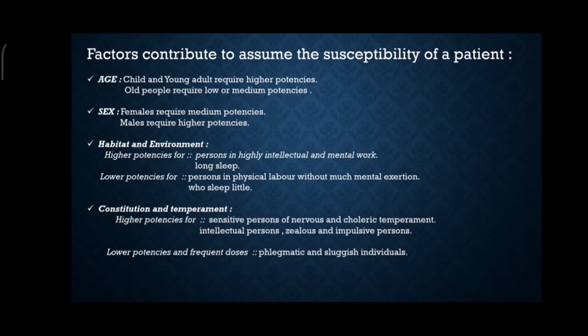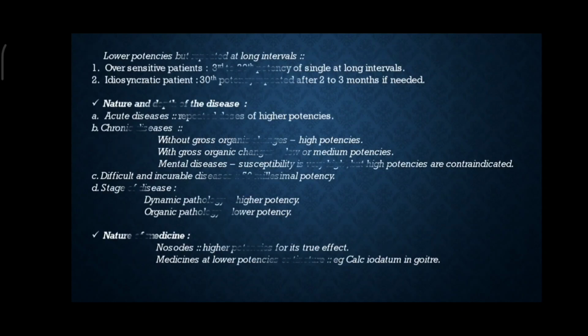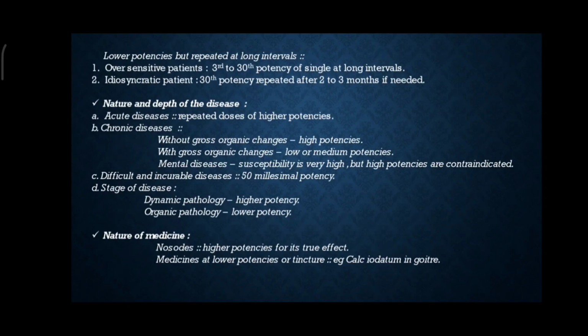Next, coming to the constitution and temperament of a patient. Higher potencies are best adapted for persons who are very sensitive and of nervous, sanguine and choleric temperament, intellectual persons who are very quick to act and react. Persons who are very jealous and impulsive also require higher potencies.